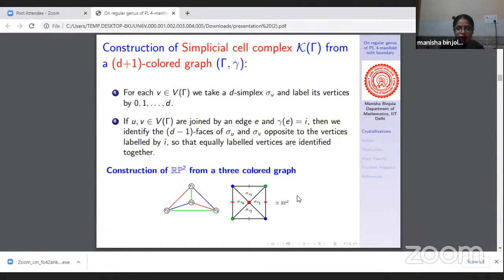I give an example here for RP2. So this is the graph and this is the corresponding simplicial cell complex. The first point states that we have 4 vertices in the graph, so we take 4 simplices. Look at this edge, say v3 and v4. So v3 and v4 are joined by a red colored edge. So in the corresponding simplices, which are sigma v3 and sigma v4, joined by the edge, we identify the edges which are opposite to the red colored vertex. That is, this edge and this edge get identified. I hope it's clear. This is the most important thing.